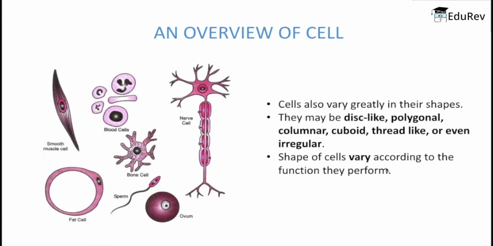These cells also vary greatly in shape. They may be disc-like, polygonal, cuboidal, thread-like, or even irregular in shape. The shape of the cells varies according to the functions they have to perform.